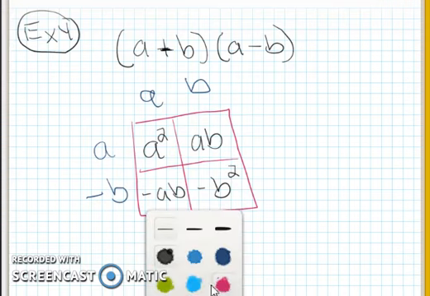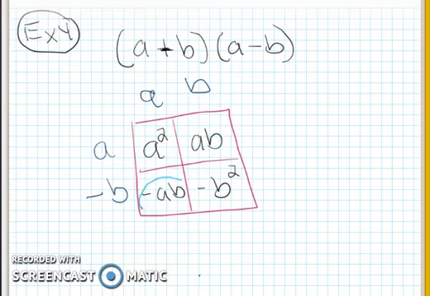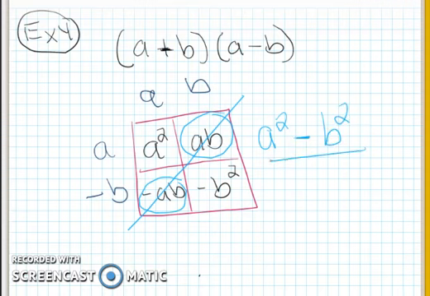Okay? Now if we notice these terms, like normally the diagonals, are going to be able to combine. So we end up with a squared. But what's negative ab plus an ab? These two are actually going to cancel each other out. So I don't have a middle term. And then I'm going to do minus b squared.